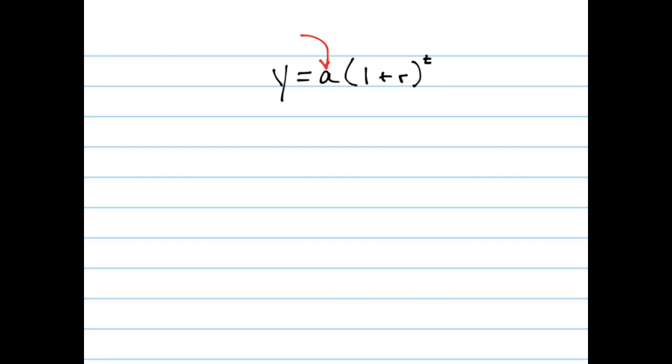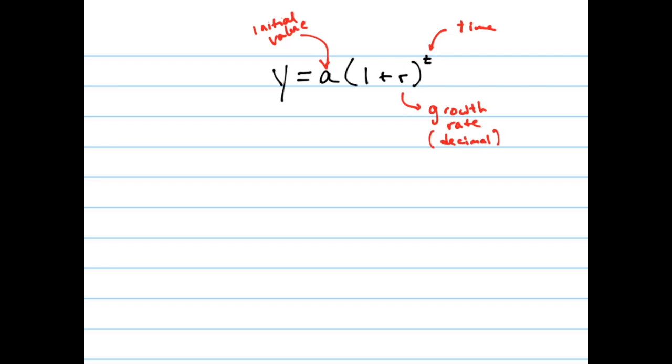T represents time. But essentially what we've done is we've split the b into two different parts, 1 and r. R is called your growth rate, and we need to express that as a decimal. So if they tell us it grows at 2%, we need to convert that to a decimal, 0.02.